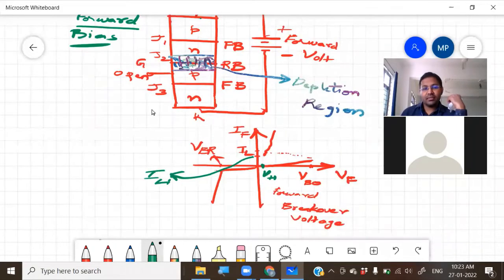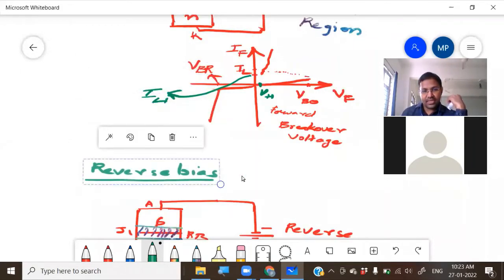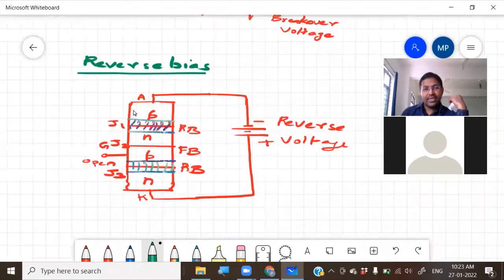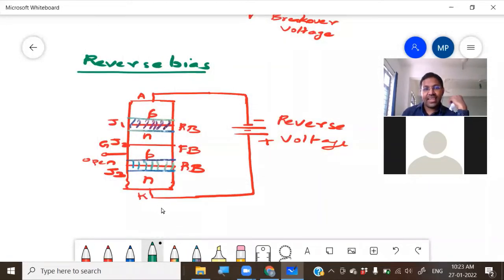Reverse bias condition means P side negative and N side positive. Now you have two reverse biased junctions. The P side is negative, so this is reverse biased. The N side is positive, so this is reverse biased. Whenever junctions are reverse biased, we have a depletion region. So two depletion regions, across J1 and J3, as we saw in the previous class.